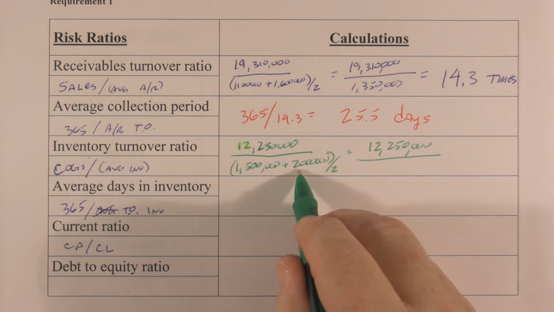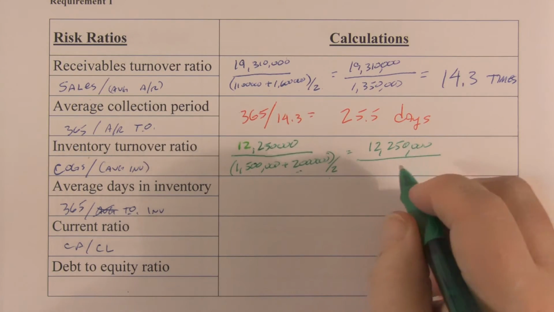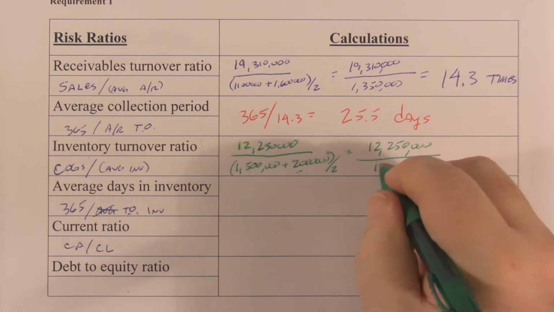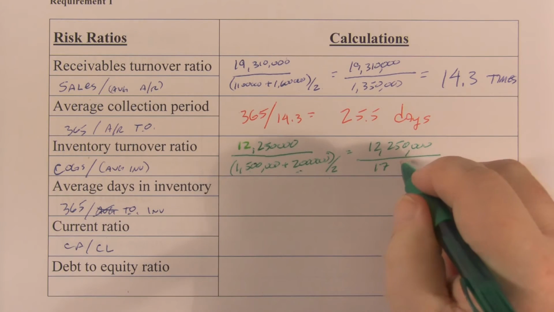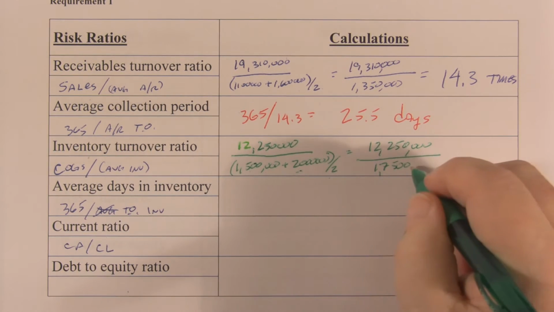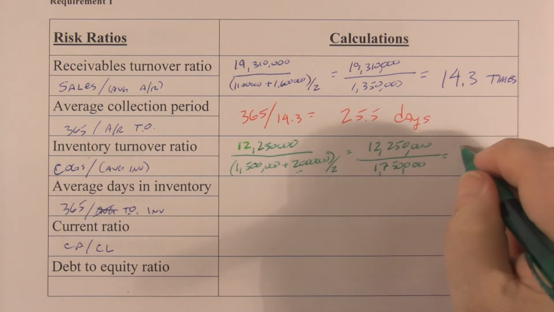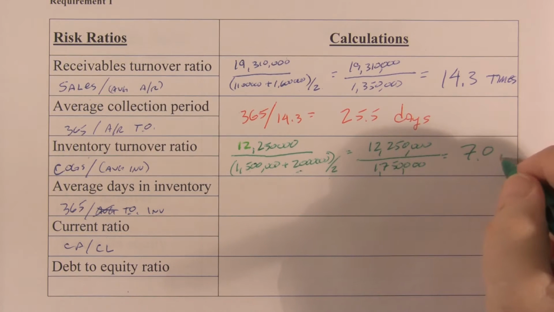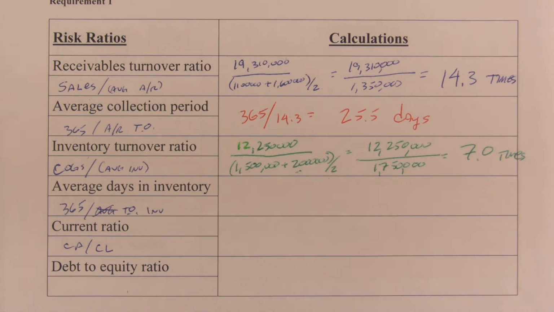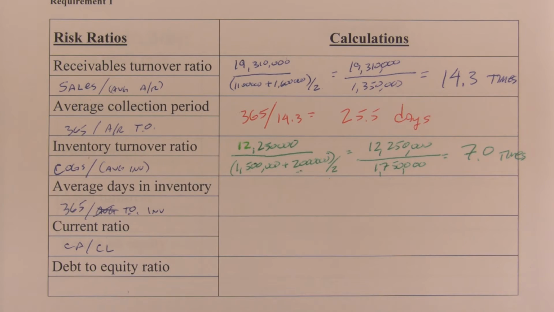Divide that, 35 divided by 2, 17.5. So that's 1,750,000. And that's 7, and again that's times. So like receivables, where we're talking about collecting money, here we're talking about selling all our inventory and replacing it with new inventory, and we come up with 7 times.